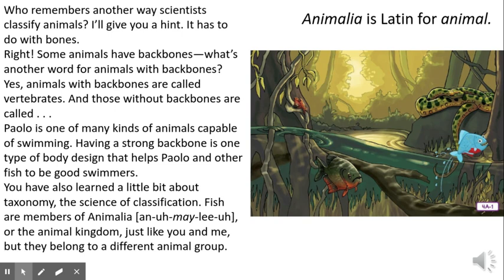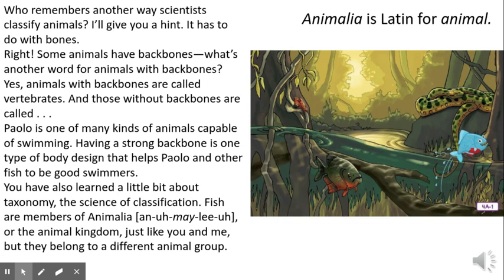You have also learned a little bit about taxonomy, the science of classification. Fish are members of Animalia, or the animal kingdom, just like you and me, but they belong to a different animal group. What word do you hear in Animalia? Animalia is Latin for animal.